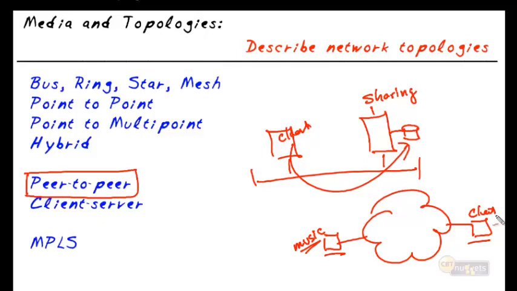So things like in years gone by, Napster and other applications like that, where we can actually share devices or share content across workstations, would be peer-to-peer networking.